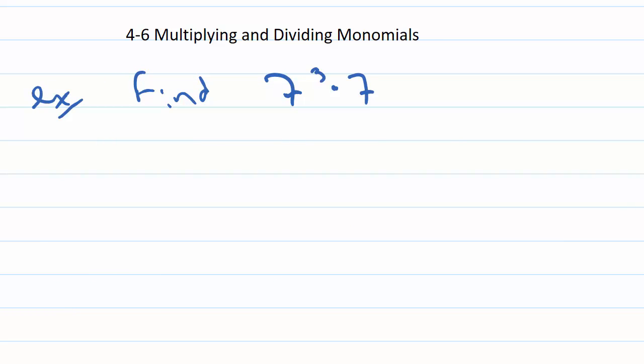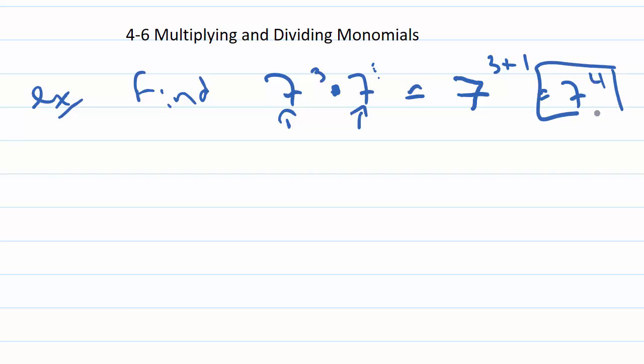So, for example, if we were asked to find 7 cubed times 7, we could follow the rule and say, well, I'm multiplying powers. This exponent, I don't see it because I assume there's 7. So I can use my rule and say, oh, I'm multiplying powers with like bases. The base is both 7. So the solution to that would be 7 raised to the power of 3 plus 1, which would equal 7 to the 4th.